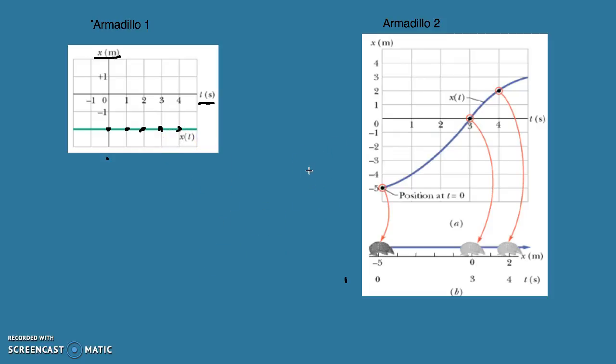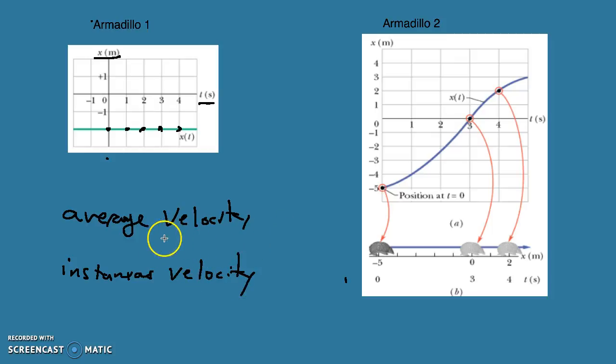So now let's talk about actually quantifying the speed of these armadillos. Okay, and when we do that, we can talk about two different things. Okay, we can talk about the average speed, and actually instead of speed we're going to use a different word called velocity. Okay, and I'll explain the difference in a second. We can talk about average velocity. Okay, or we can talk about instantaneous velocity. Okay, and these are two different things. Okay, and the distinction is important. It's something that we really need to understand.